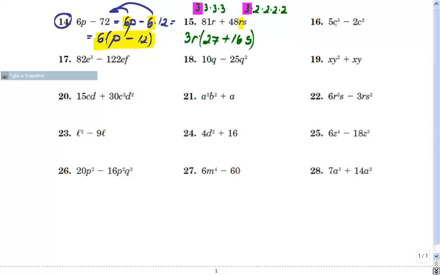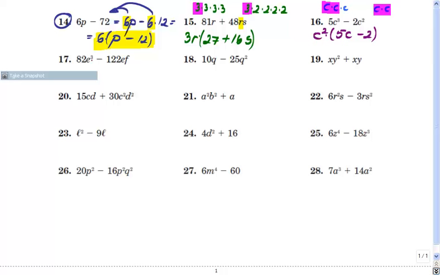Let's see 16. 5c cubed minus 2c squared. The only common factor here, just think about it: c cubed is c times c times c. C squared is c times c. It looks like I got two c's that are common here, right? Which can be taken outside as a factor. And I will have c squared times what is left: 5c cubed divided by c squared would be just 5c, minus 2, because 2c squared divided by the c squared, which is taken outside as a common factor, would be just 2.